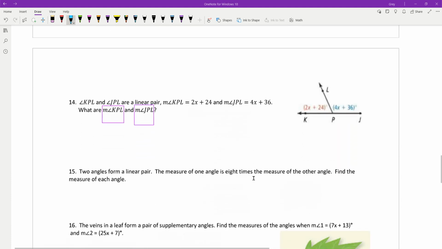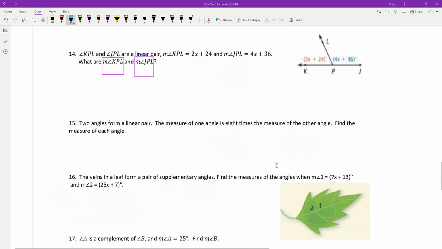Okay? All right, turn your papers over and let's look at the rest of the examples. So we're going to have to write some equations. We have angle KPL and angle JPL are a linear pair. That's right here. So they have a common side that is adjacent, and the non-common sides make a straight angle. The measure of angle KPL is marked for you, 2x plus 24, and the measure of angle JPL is 4x plus 36. What are the measures of those two angles?